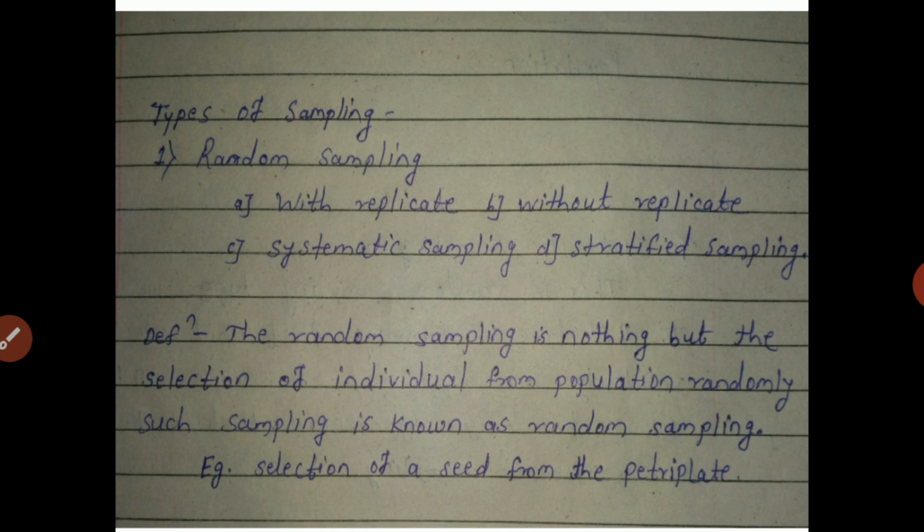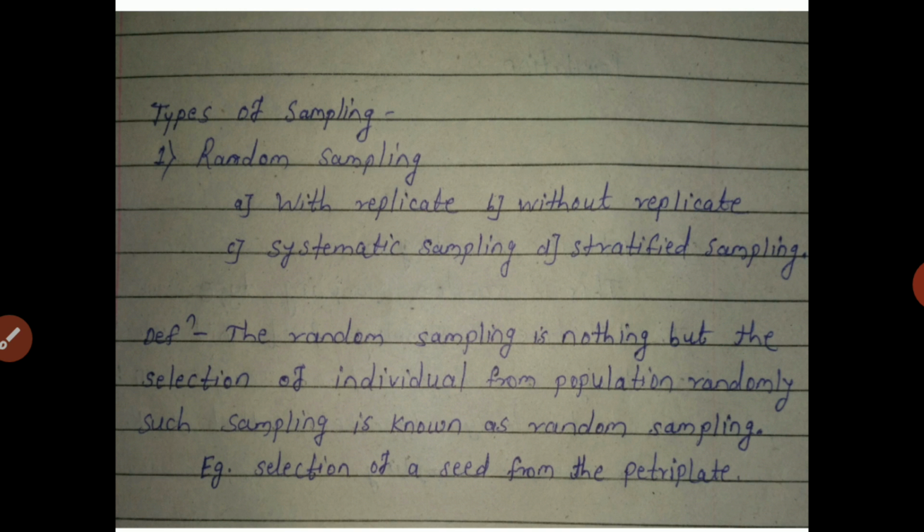Now let's see the types of sampling. We have two types of sampling, that is random sampling and non-random sampling. Then random sampling is further divided into with replicate random sampling, then without replicate random sampling, then systematic random sampling and stratified random sampling.